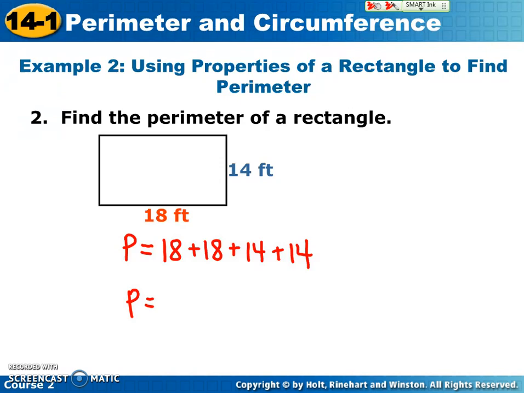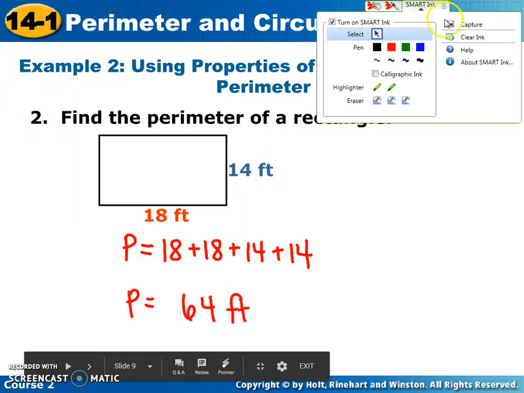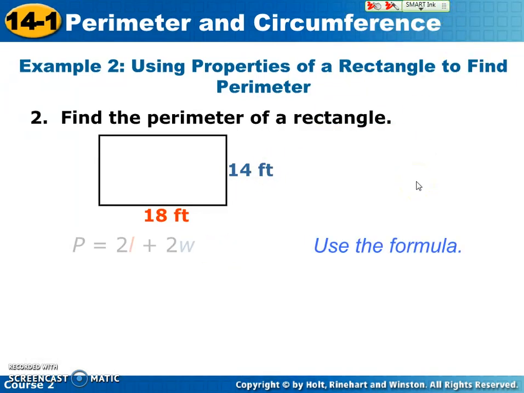So here's our first line of work. We can go ahead and add those together, and we get a total of 64 feet. Okay, so the perimeter of this rectangle is 64 feet. And here's my 2 lines of work for perimeter. We're going to do one more.